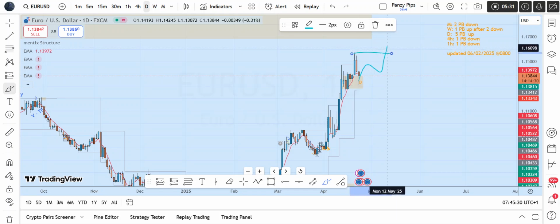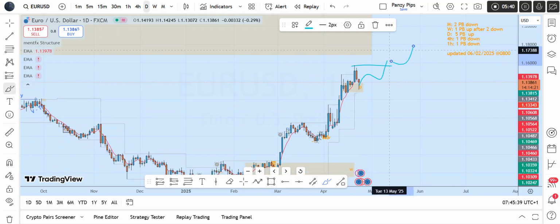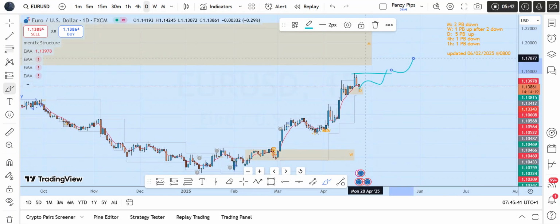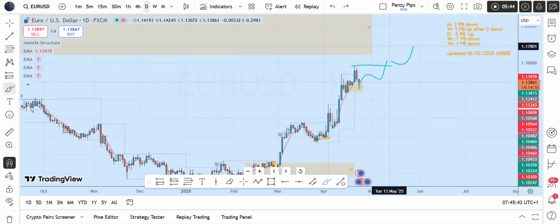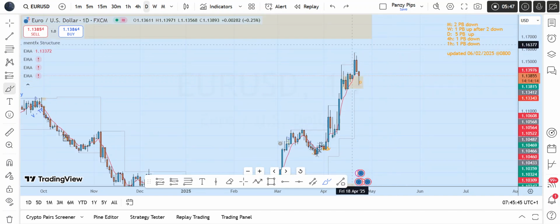And once that is done, it coincides with weekly liquidity, and that should take us all the way into a weekly zone up here. Okay, so that's what we're looking at now.